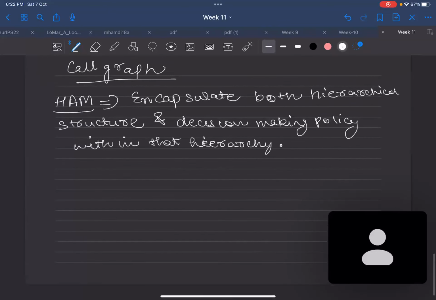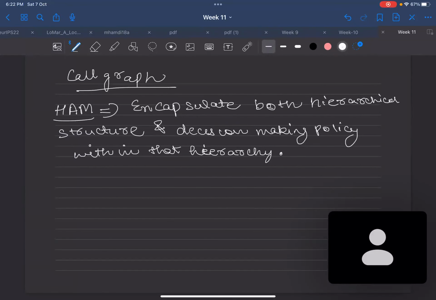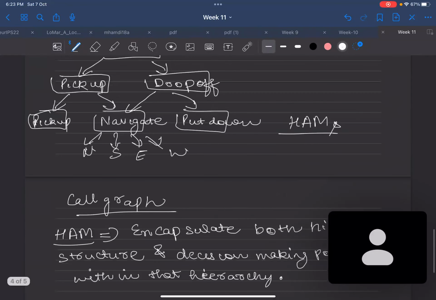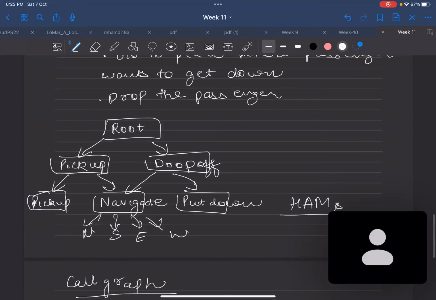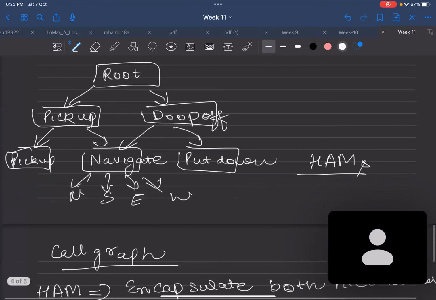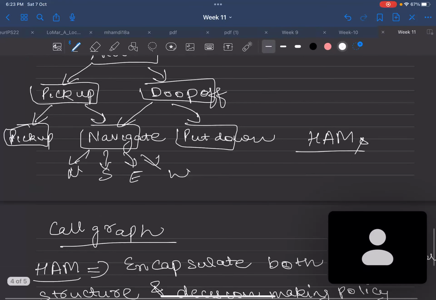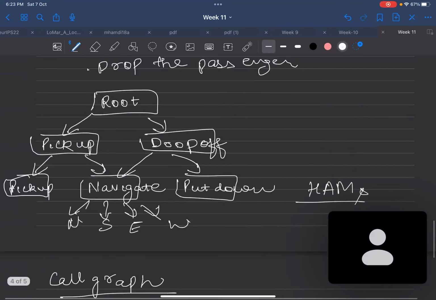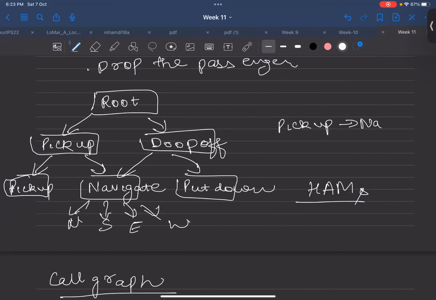Now coming from, if I say, from pickup, suppose from pickup I'll call navigate. When will I go back to pickup? From route, I'll call pickup.